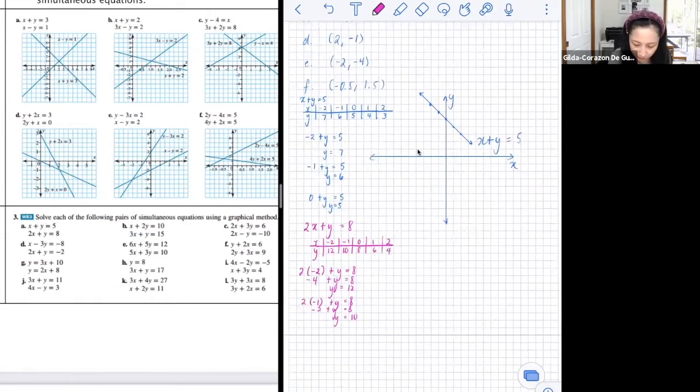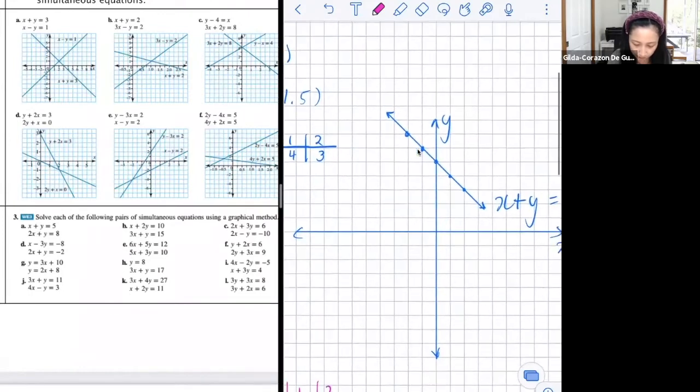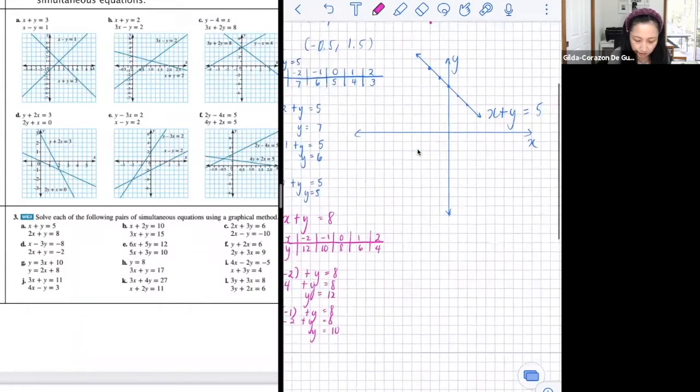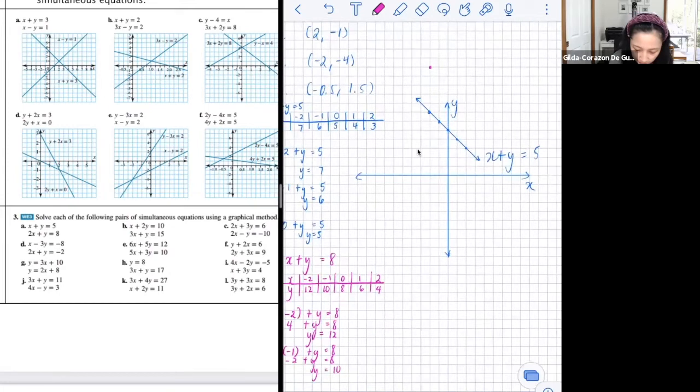Now we need to go up to 12. So what was this? 7, 8, 9, 10, 11, 12. See how hard that is? Okay, and then you have -1, 10. So that's 6, 7, 8, 9, 10. And then the next one is 0, 8. 1, 2, 3, 4, 5, 6, 7, 8.